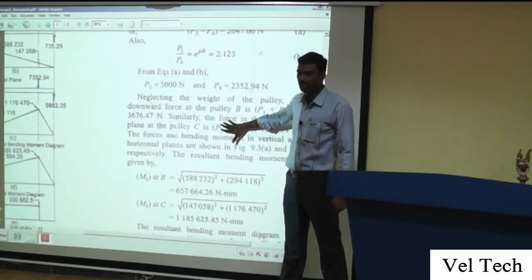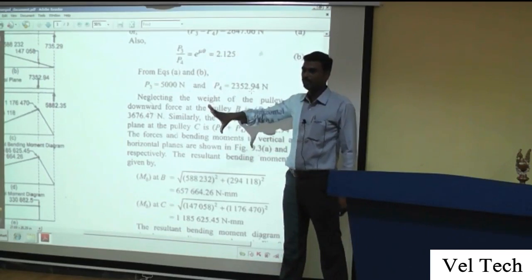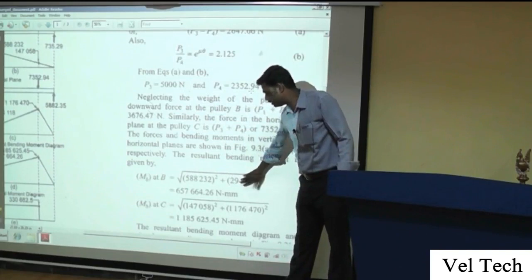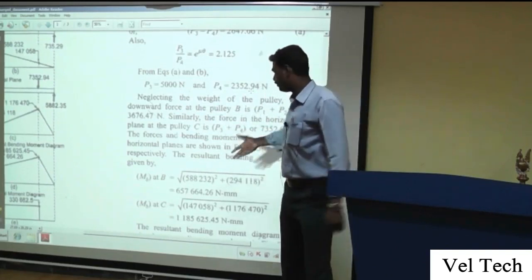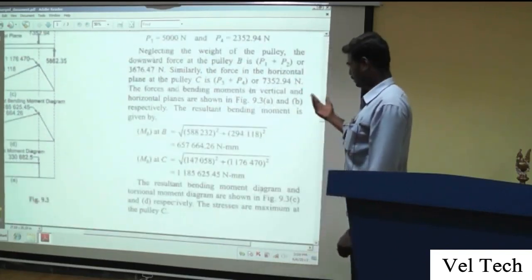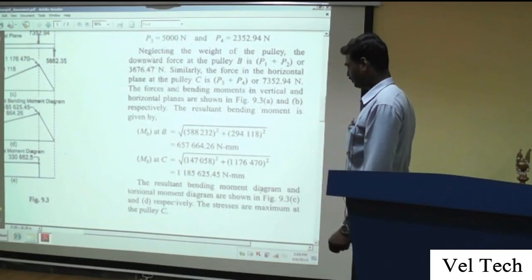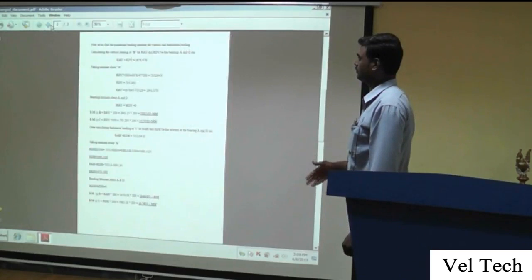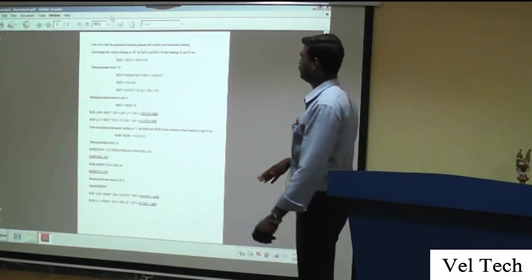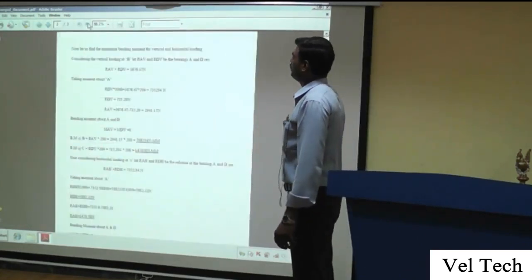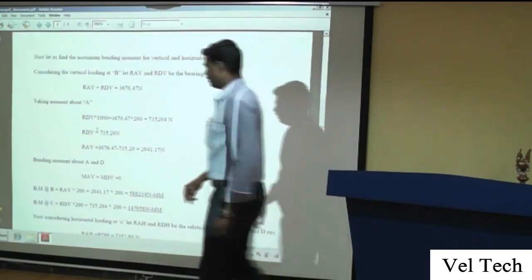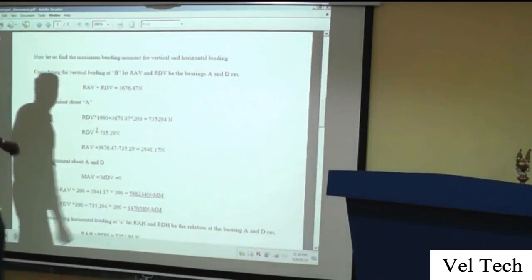Then I am taking the bending moment at point B. What is the distance here? RAB, already found, RAB into this 200. Okay, so determined. And similarly for point C, this one is the reaction at D, RDB into this 200. What is the value? So the bending moments at A, B, C and D are determined. A similar procedure follows.